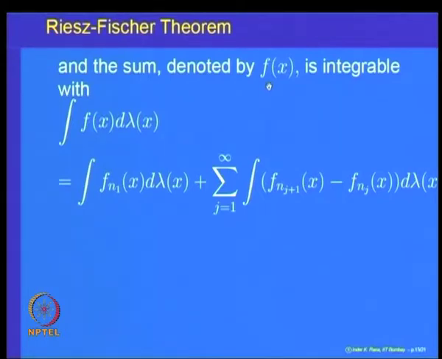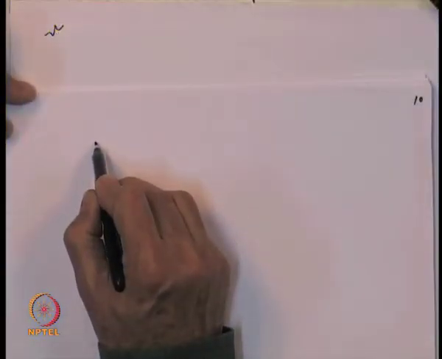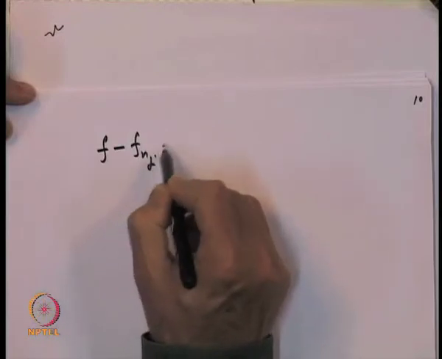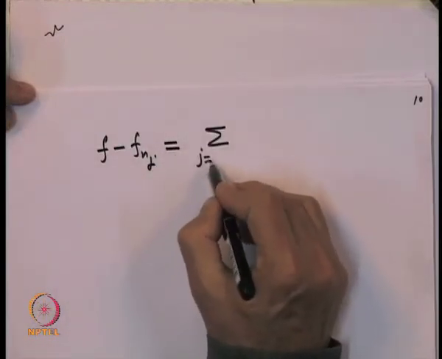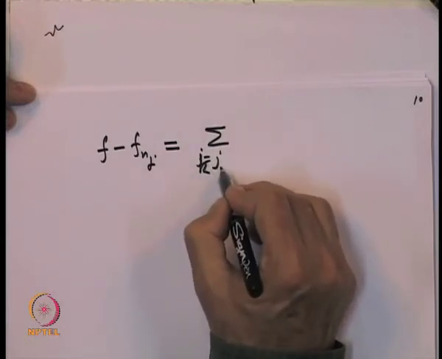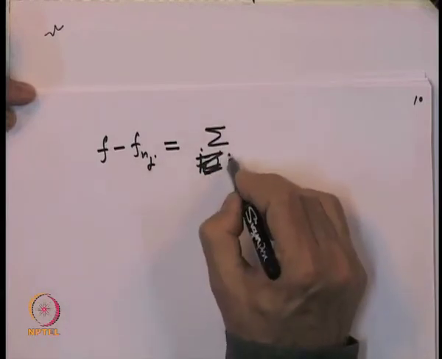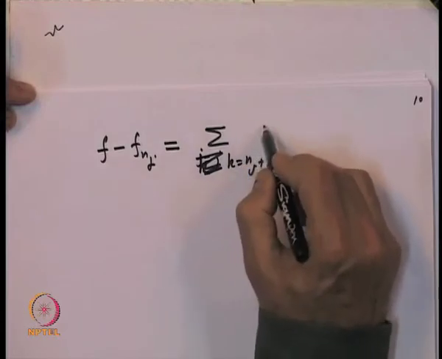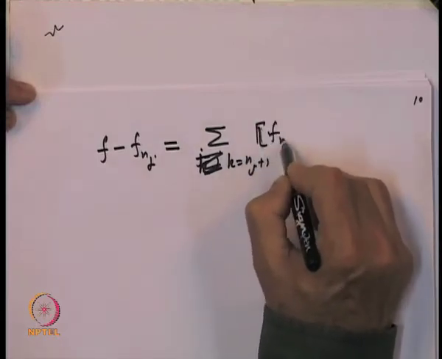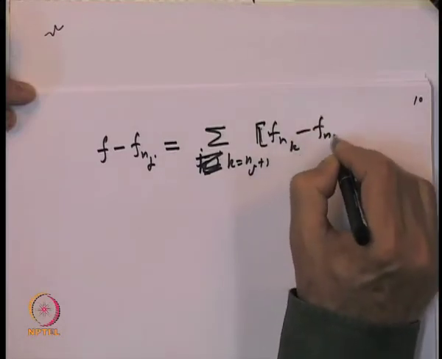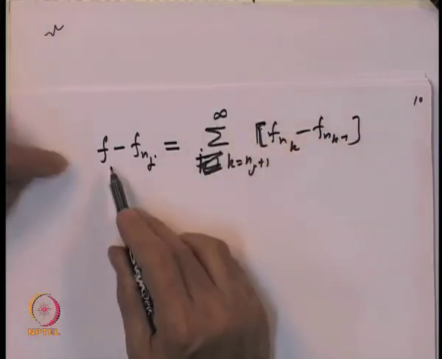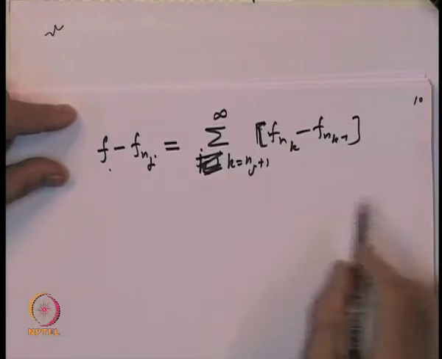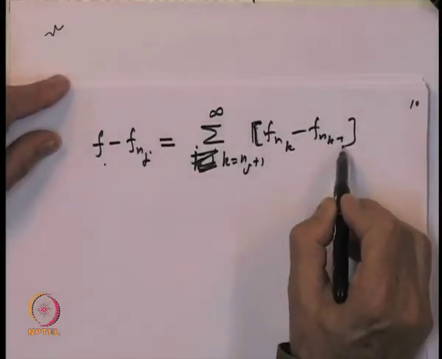So, we have located a function f, and now it is only left to claim that the difference f minus f_{n_j} goes to 0, that f is the limit of that subsequence. So, note that if we look at f minus f_{n_j}, that is precisely equal to the summation over k equal to n_j plus 1 of f_{n_k} minus f_{n_{k-1}}. So, the difference between f and f_{n_j} is nothing but the tail of the series with the terms f_{n_k} minus f_{n_{k-1}}.